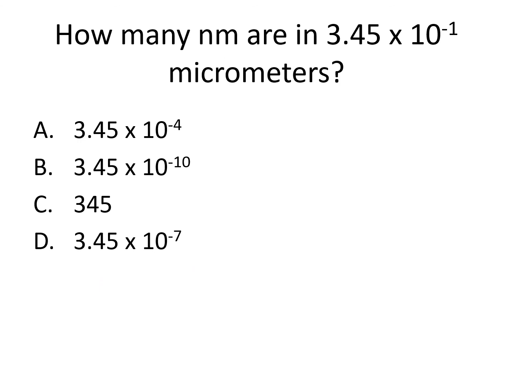In this poll question, you are converting between two prefixed units. How many nanometers are in 3.45 times 10 to the minus 1 micrometers? Is it A, 3.45 times 10 to the minus 4, B, 3.45 times 10 to the minus 10, C, 345, or D, 3.45 times 10 to the minus 7?